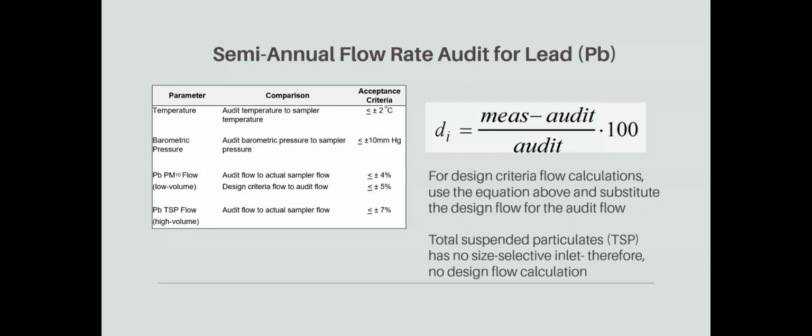Obviously, the PM10 low volume has an audit flow and design criteria which mimics that of PM 2.5. However, for TSP, there is no size cut. So therefore, there is no design flow calculation required, only the audit flow to the actual sampler flow.